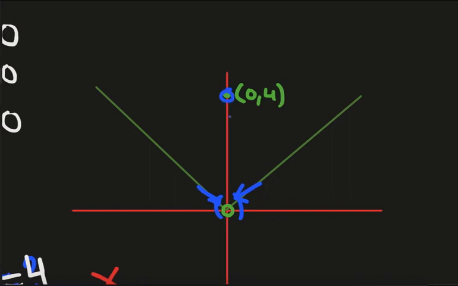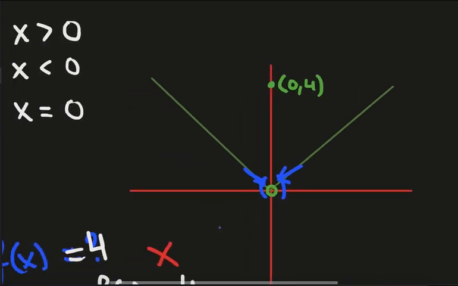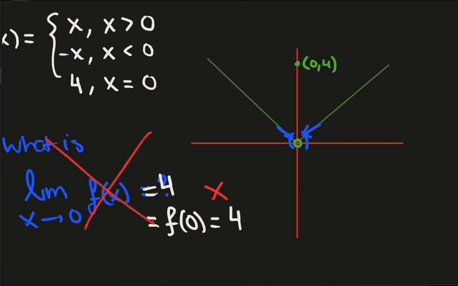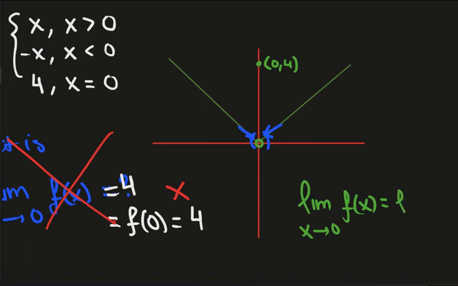And that's what the limit is. You can't tell that the function is going to jump rapidly to 4 if you look very close to 0 but not at 0. So this limit is not going to be 4. The limit as x tends to 0 of f of x is going to be 0.